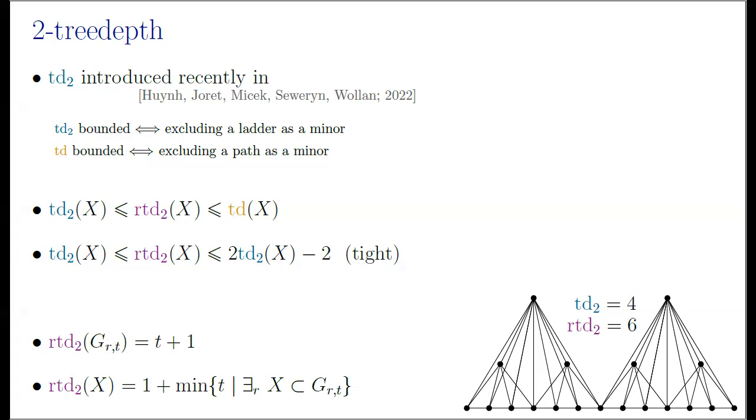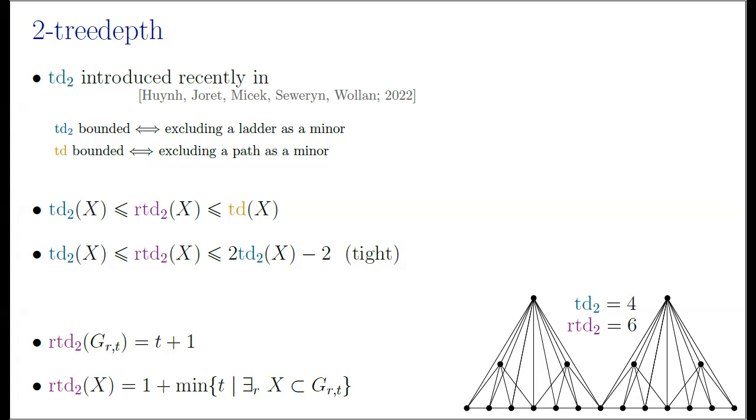Next, as I hinted, rooted two-tree depth is connected to this construction GRT very closely in this way. So intuitively, if we have a graph X, then it's the most like some GRT, and this T is exactly the rooted two-tree depth. Yes, and here is a formal statement on the slide.